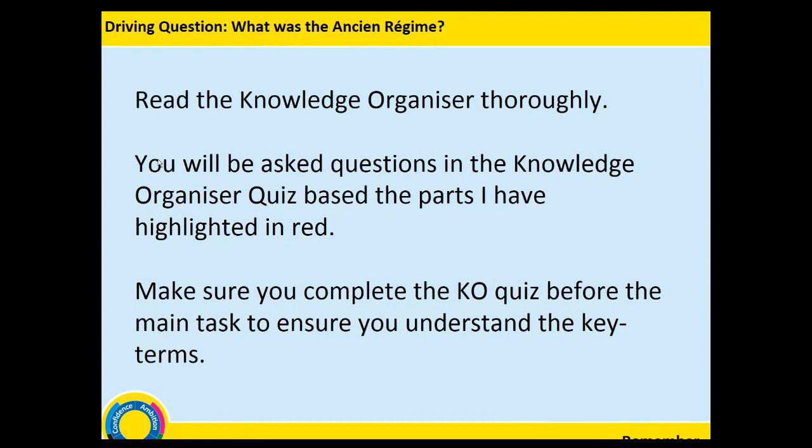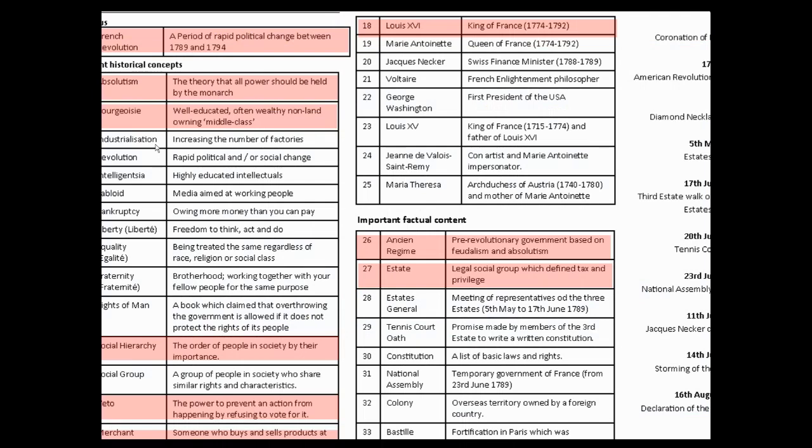Your first task is to complete the Knowledge Organizer quiz. It is very important that you read the Knowledge Organizer thoroughly before you start. You will be asked questions in the Knowledge Organizer quiz based on the parts I have highlighted in red. Make sure you complete the KO quiz before the main tasks to ensure you understand the key terms. Press pause while you read the Knowledge Organizer and complete KO Quiz 1 on the Google Forms document.